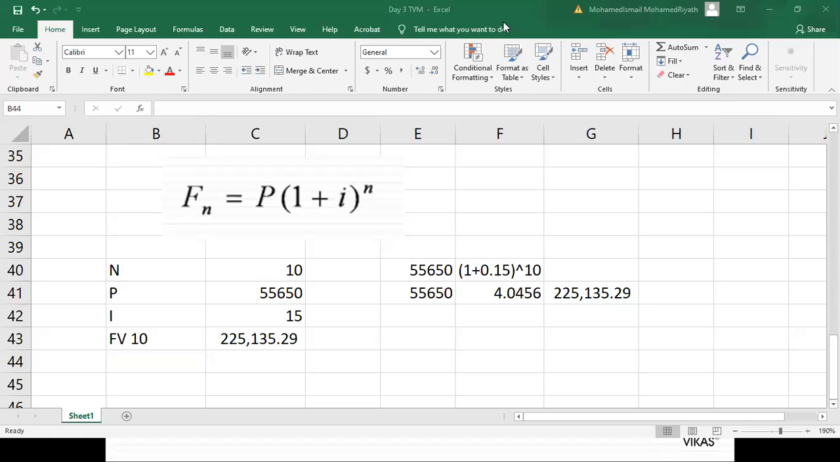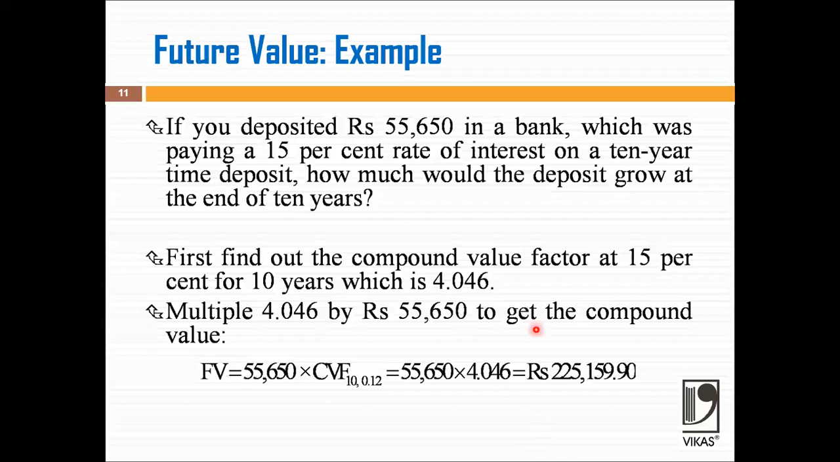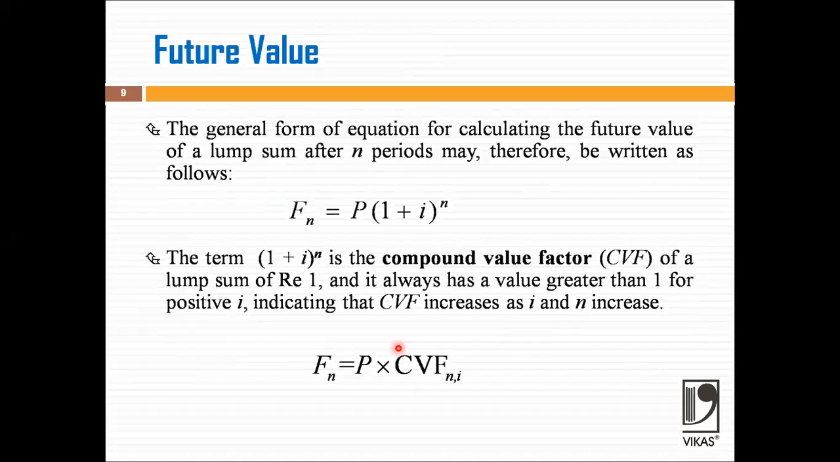Okay. Now let's move to another slide. Next slide. Right. So we have calculated 4.046 in Excel, right? Excel or a calculator you can also use. Using a calculator you can find this value also. So this value, 4.046, is called the future value, the compound value factor. Compound value factor at 15% interest for 10 years is 4.045.